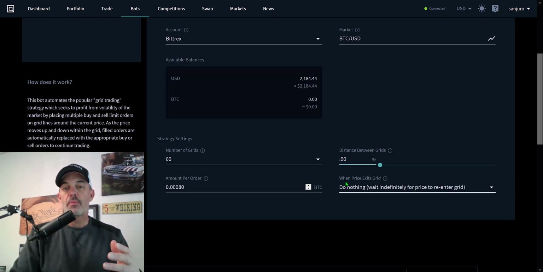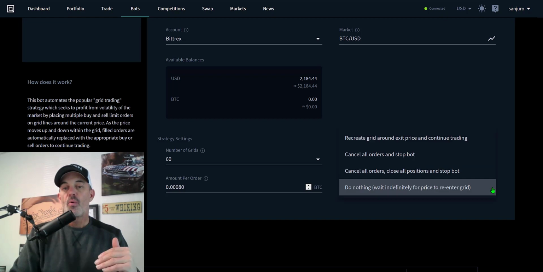And then the last item is when price exits the grid, what do I want it to do? I can have it do nothing, cancel all orders and close positions and stop the bot. In this case, I'll choose recreate grid around existing price and continue trading.